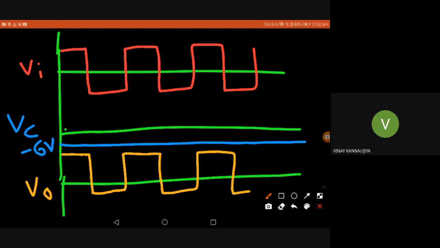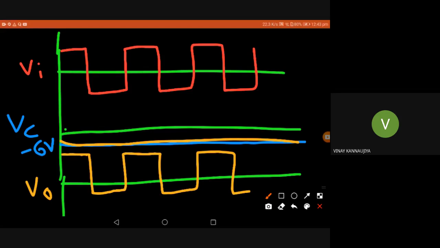Your question is why you are asking about the VC. You want to see the capacitor charging and discharging, right? But unfortunately, you cannot see the capacitor charging and discharging. Why? Because as a designer of a clamper, I have made sure that the capacitor won't discharge. How can I make sure of that? I'll explain how I'm not allowing the capacitor to discharge.